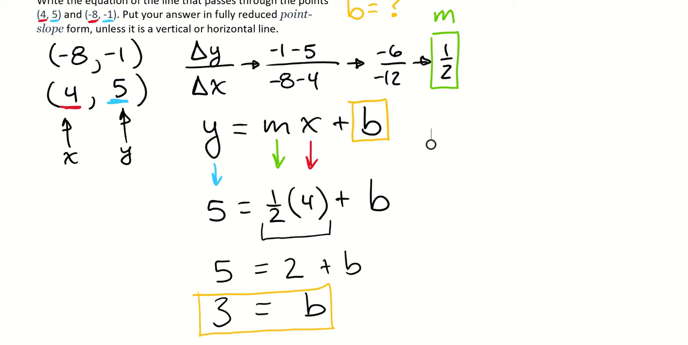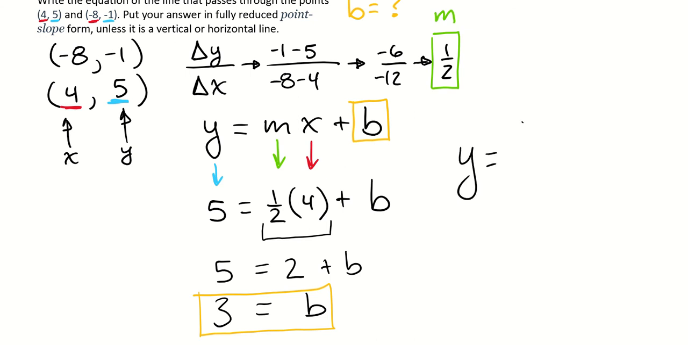And because I know both my y-intercept and my slope parameter, I can write the equation of this line. The equation of the line that goes through these 2 points is y is equal to 1/2 times x plus 3.